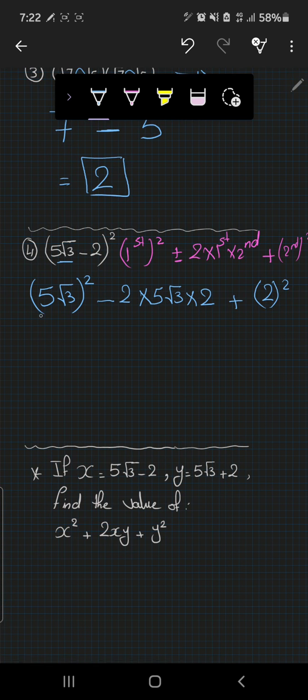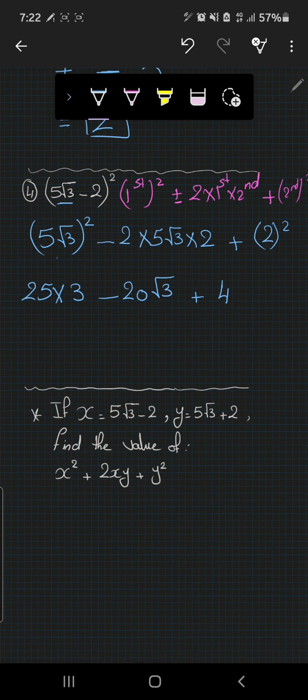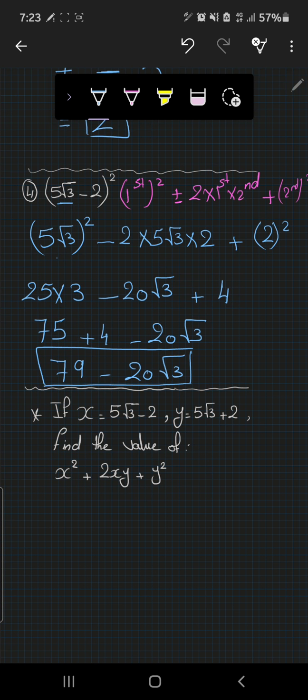Using your calculator, 5 root 3 power 2 means 5 power 2 times root 3 power 2, it will be 25 multiply 3. Minus the numbers together, 2 multiply 5, it will be 10, multiply 2, 20 root 3, plus 2 power 2, it will be 4. 25 multiply 3, it will be 75, plus 4, minus 20 root 3. 75 plus 4, it will be 79 minus 20 root 3. Also check with your calculator the final result.